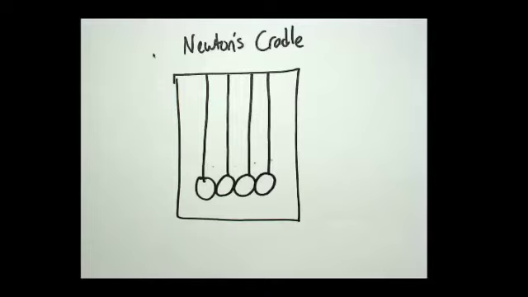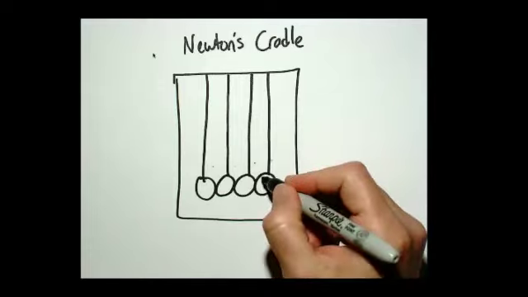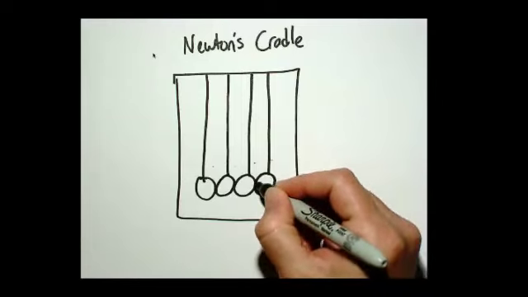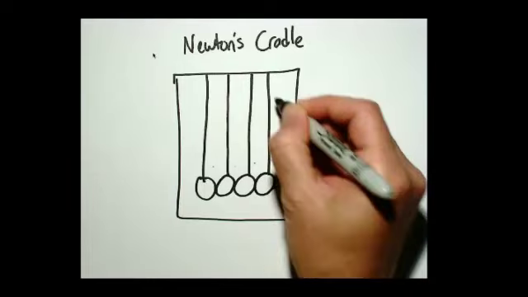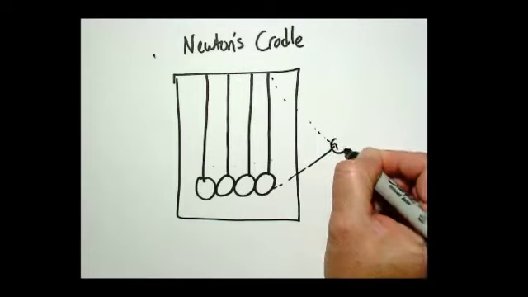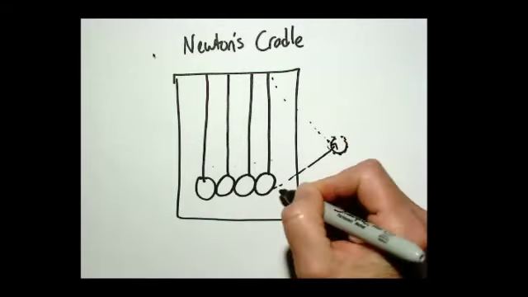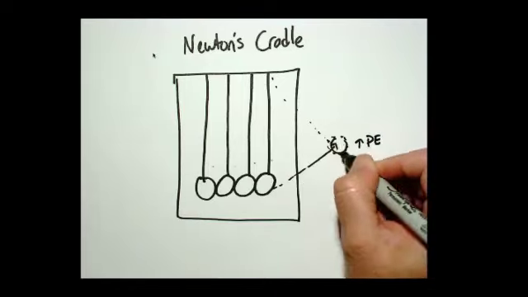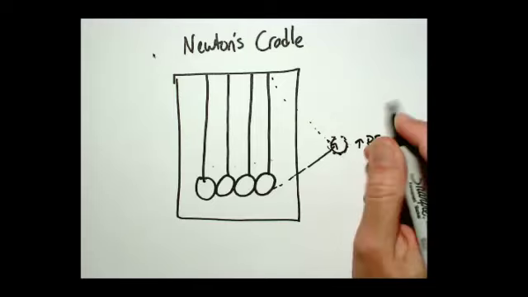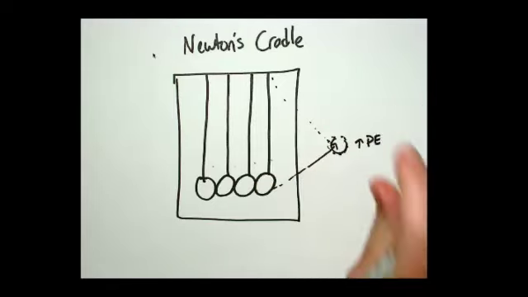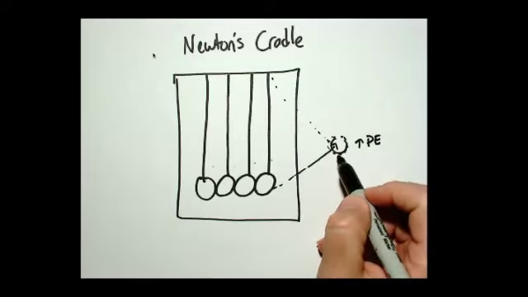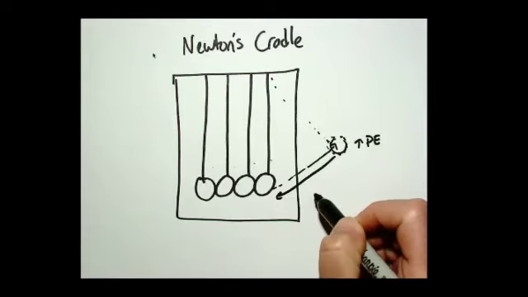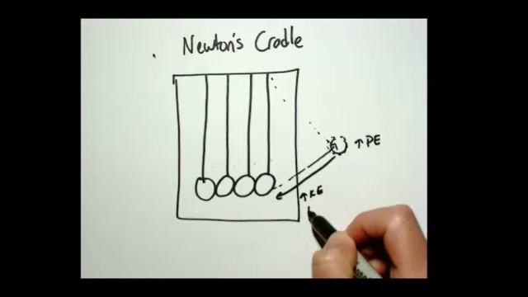You can put some work into this Newton's cradle by grabbing hold of one of the steel balls on the end and, using the work from your hand, pulling this ball up, say to here. When you do that, you do work on this little system, and you increase the gravitational potential energy of the ball, because you pull it higher. Then when you take your hand off, the ball falls back down, speeds up as it goes, and you have an increase in kinetic energy and a decrease in potential energy.